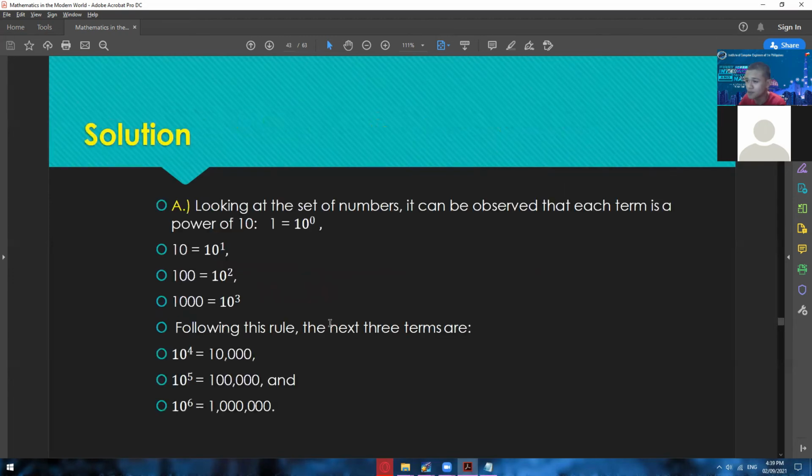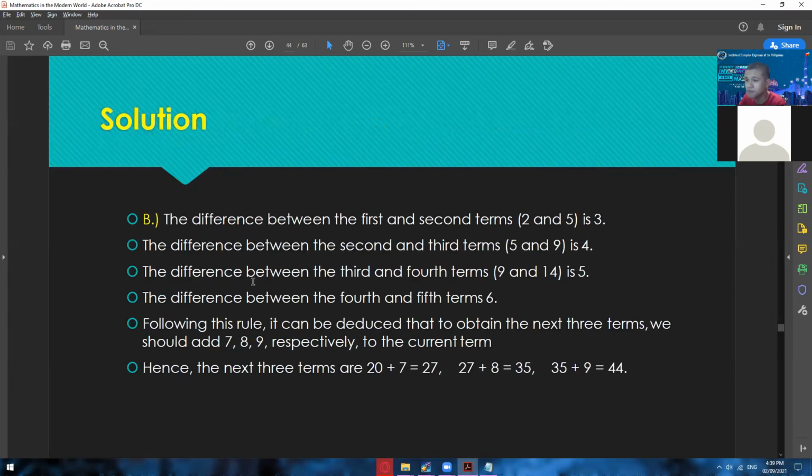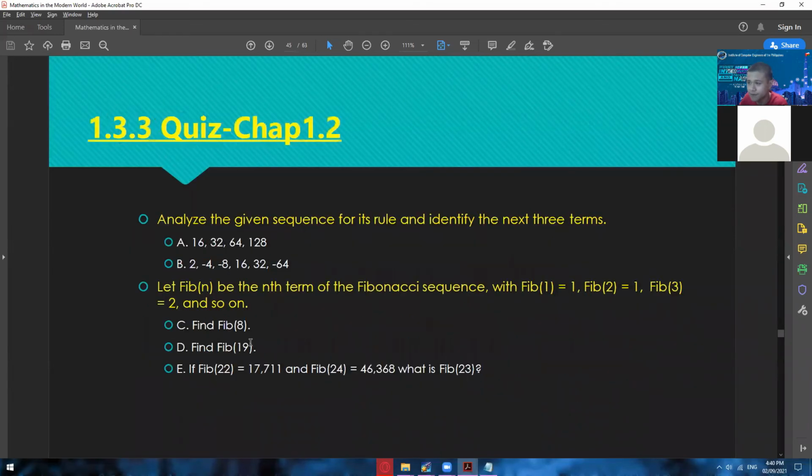So in other words, that is the pattern that you need to follow to come up with this kind of sequence. And then for letter B, the difference between the first and second term is 3, and then the difference between the second and third is 4. As you can see, the pattern is incrementing by 1 only. So plus 3, plus 4, plus 5, plus 6. The next one is plus 7, next is plus 8, and the last one is plus 9, in which we were able to come up with 27, 35, and then 44. So very, very easy.